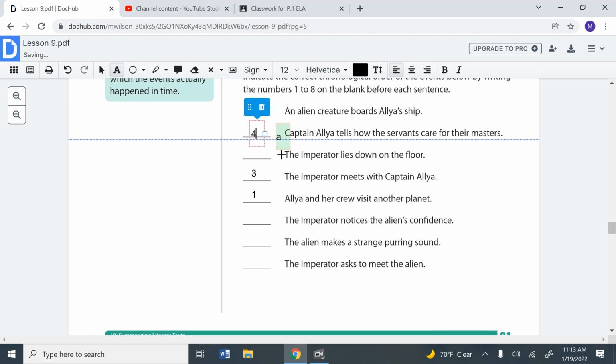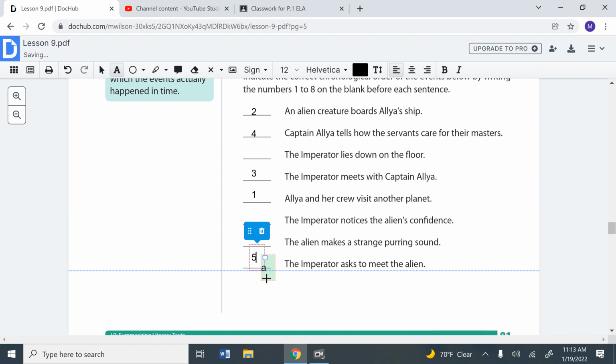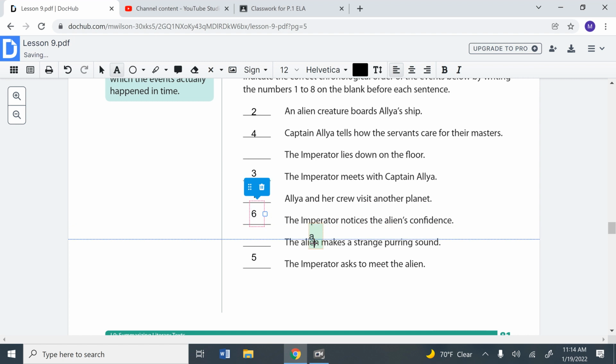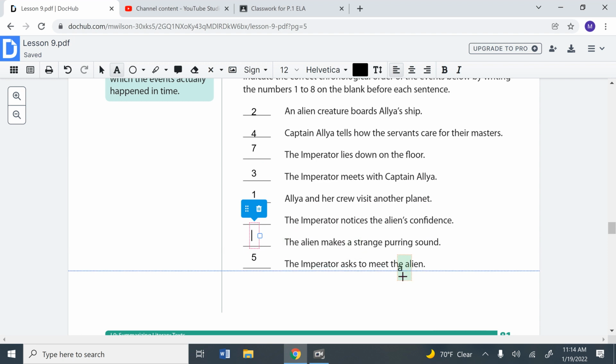That's a 4. The fifth event is that the Imperator asks to meet the alien. Then after that, the Imperator notices the alien's confidence. After that, we see that the Imperator lies down on the floor to discuss on the same level as the cat. And then finally, the alien makes a strange purring sound.